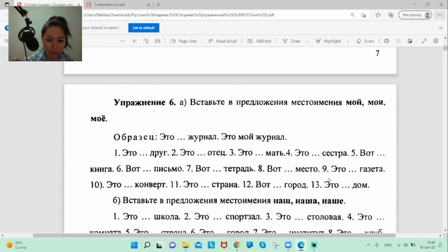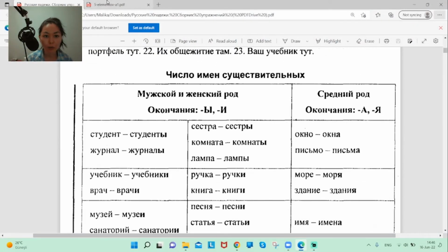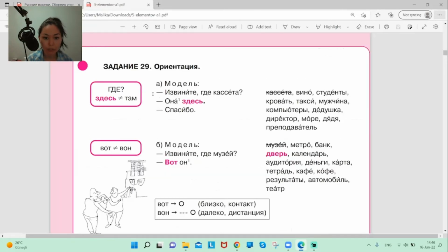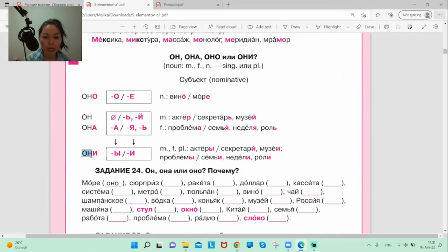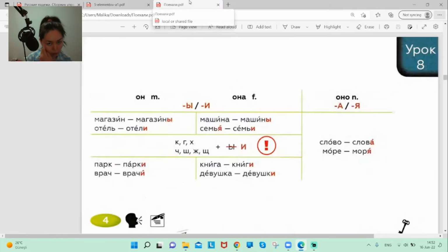Хорошо. Next. Now let's talk about the plural. Plural in Russian is easier. So we use они, they. The endings for plural is ы or и. What do we have to be careful about here?